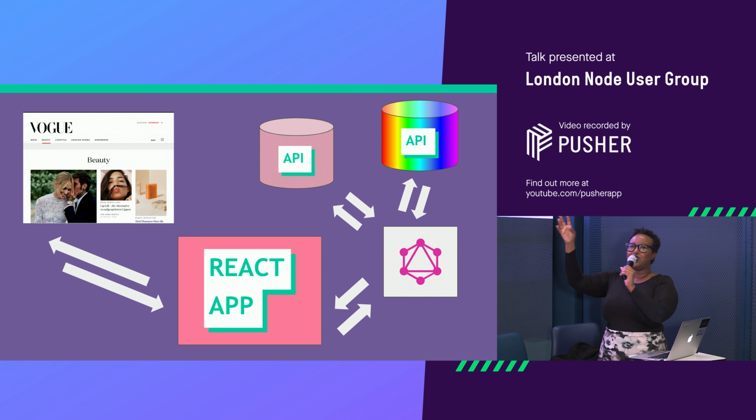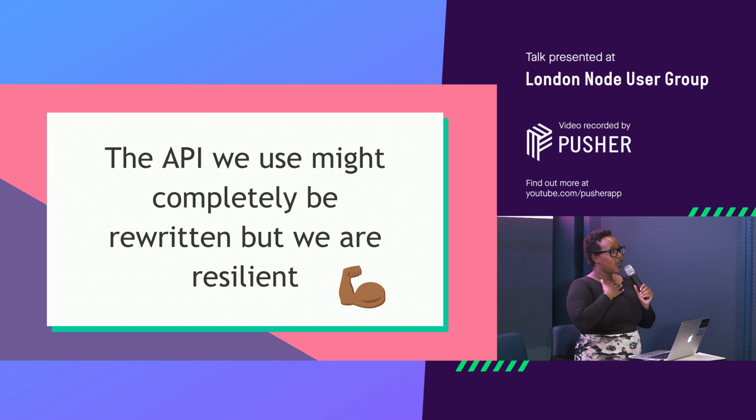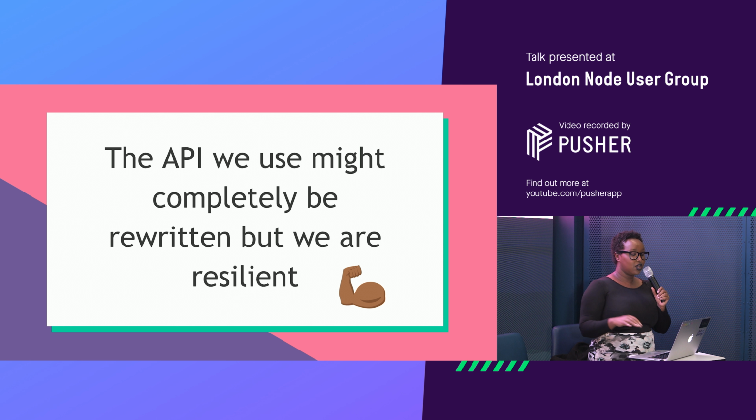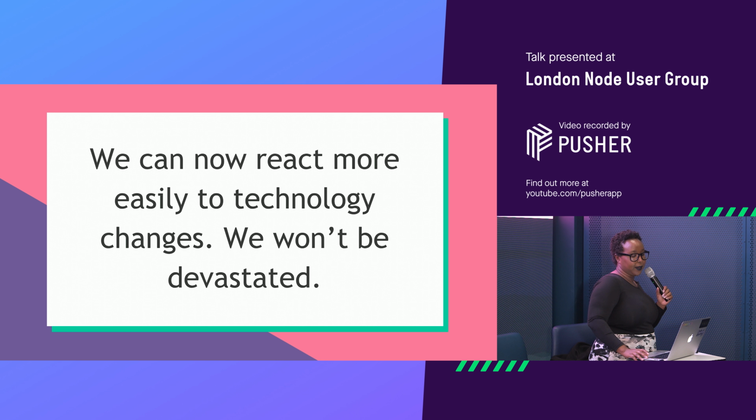But our React application wouldn't really know about this complication. It's just relying on the GraphQL layer. So our application is resilient to any change that the API developers or the business decide to make. If our API changes, our application is resilient, and we can react to any sort of technical changes that happen, and we won't be devastated by it.